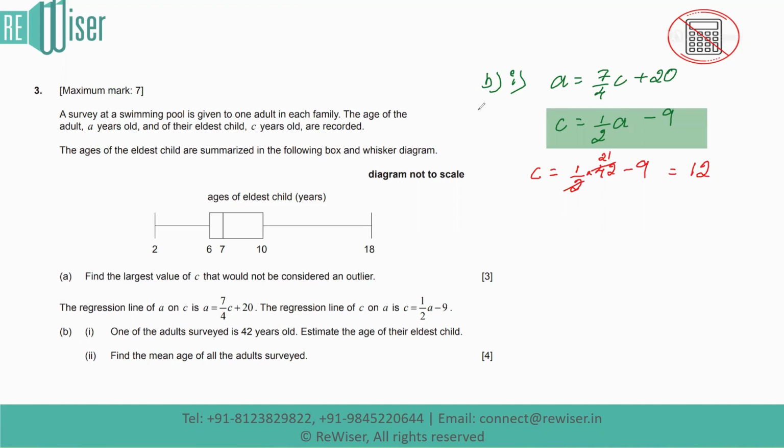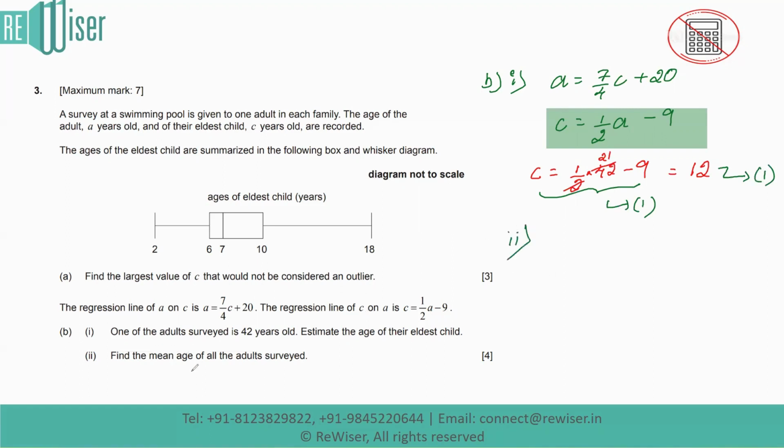And now this part one carries 2 marks. So 1 mark is for choosing the right expression, the right equation. So we are choosing the second equation and substituting it, and this would carry 1 mark. Getting the final answer correct, which is 12, would carry the second mark.